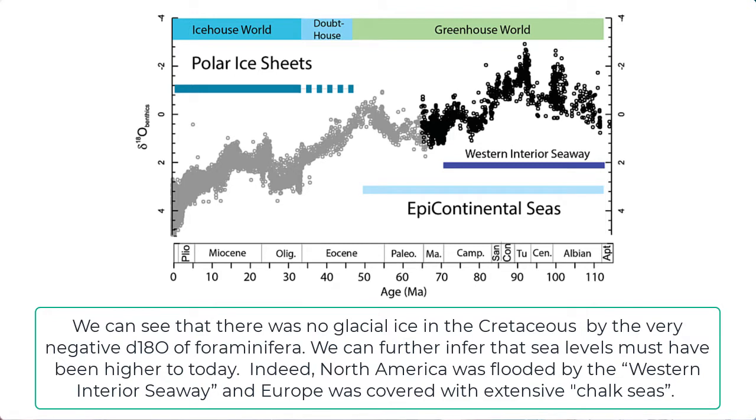One implication is that if there wasn't any glacial ice, then sea levels must have been much higher than they are now. Indeed, the middle of North America was flooded with the Western Interior Seaway that stretched from Texas all the way to the Arctic Ocean. And most of Western Europe was underwater too. These epicontinental seas become the sites of shallow water chalk deposits that include the famous White Cliffs of Dover in England.